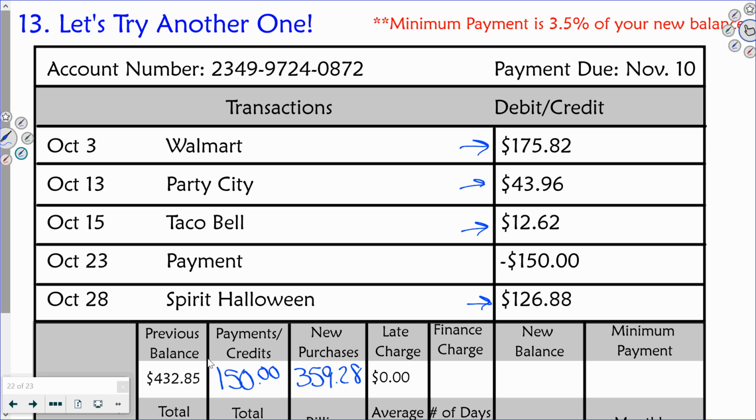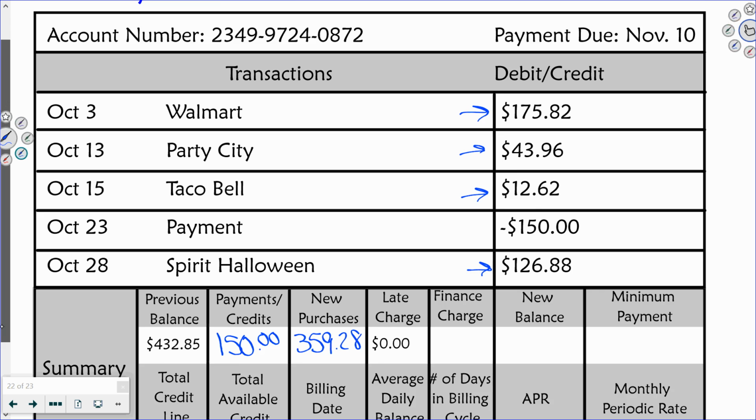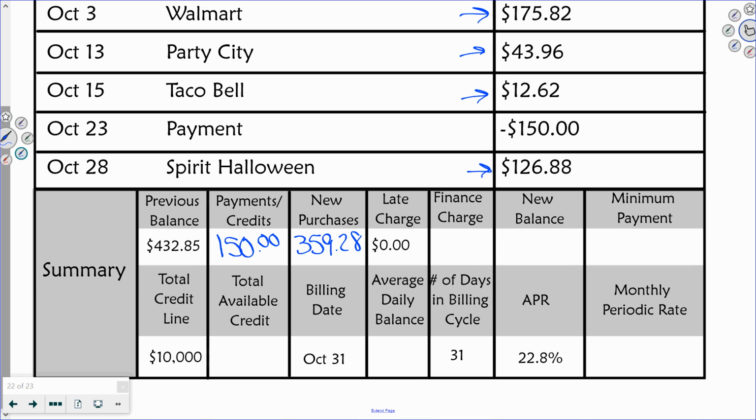Okay? What's the third thing it says to do? The monthly periodic rate. How do you find the monthly? Good. You're going to divide this by 12.